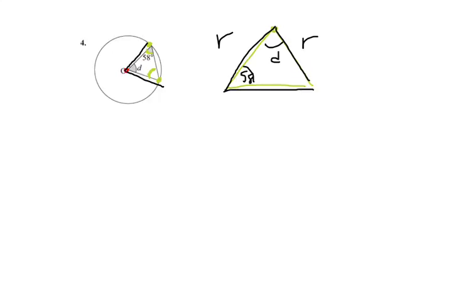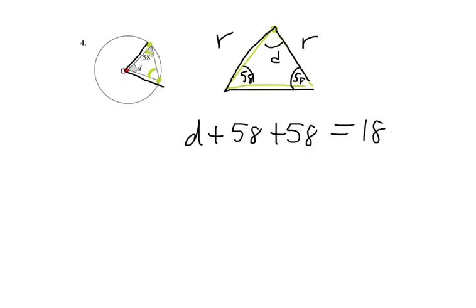So if I look at this triangle, I'm going to turn it to look like this. And here is my D on the top. So D is up here at the top. And I've got 58 down here. Well, I know that this side and this side are both radiuses, or radii. That means I've made an isosceles triangle. So this angle has to also be 58. And now I know that the 3 angles of a triangle, so D plus 58, make 180. So D is equal to 180 minus 116, because that's what 58 plus 58 is.